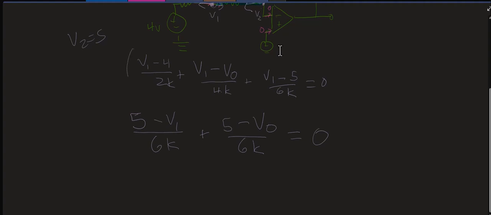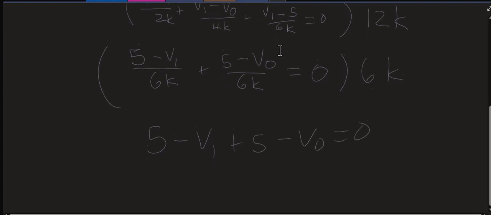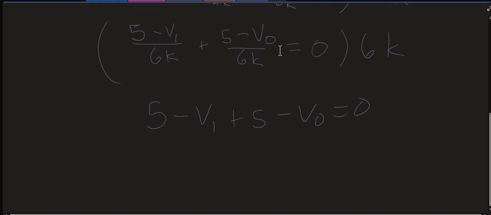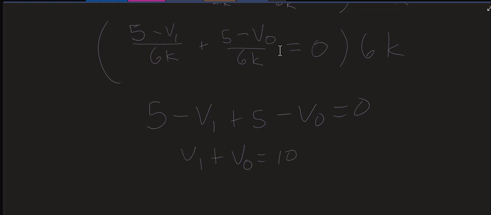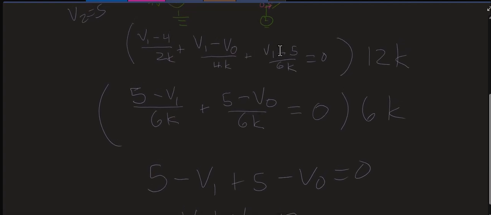So I'll multiply the top equation through by 12k, and the bottom one through by 6k. Let me do the bottom one first, because it looks like something good might happen. 5 minus V1 plus 5 minus V out equals 0. Not terrible, but I was hoping I would get that V1 equals V2, but my 5s don't cancel. I get that V1 plus V out equals 10. Okay, so I do have to deal with that top equation.